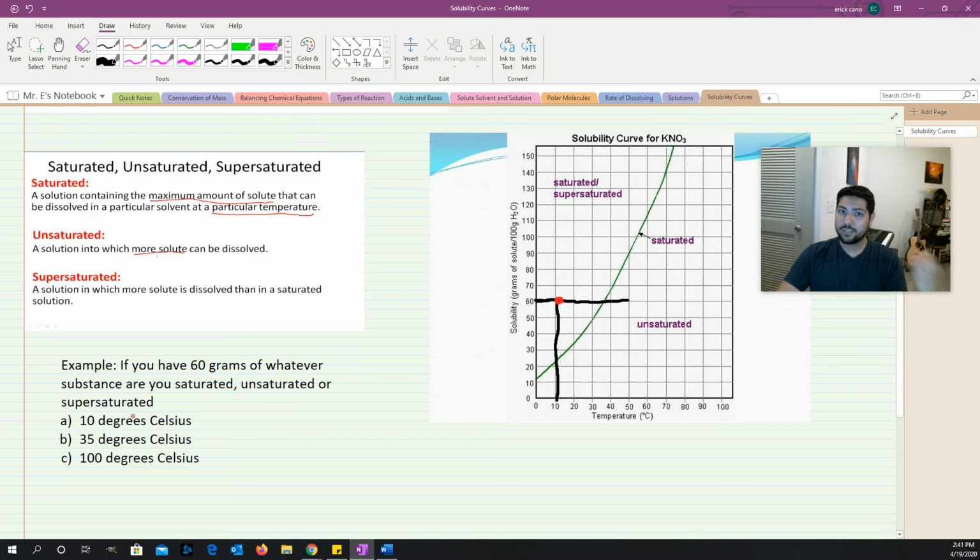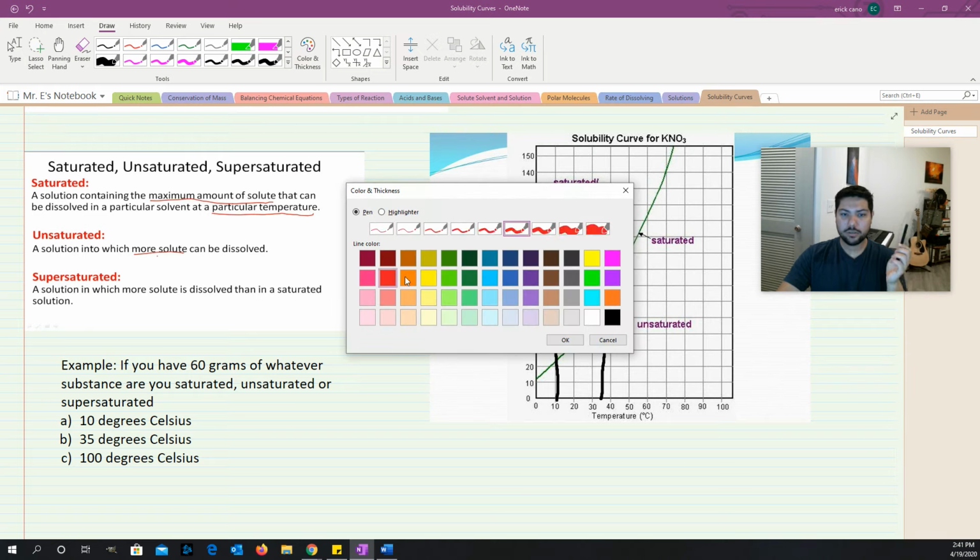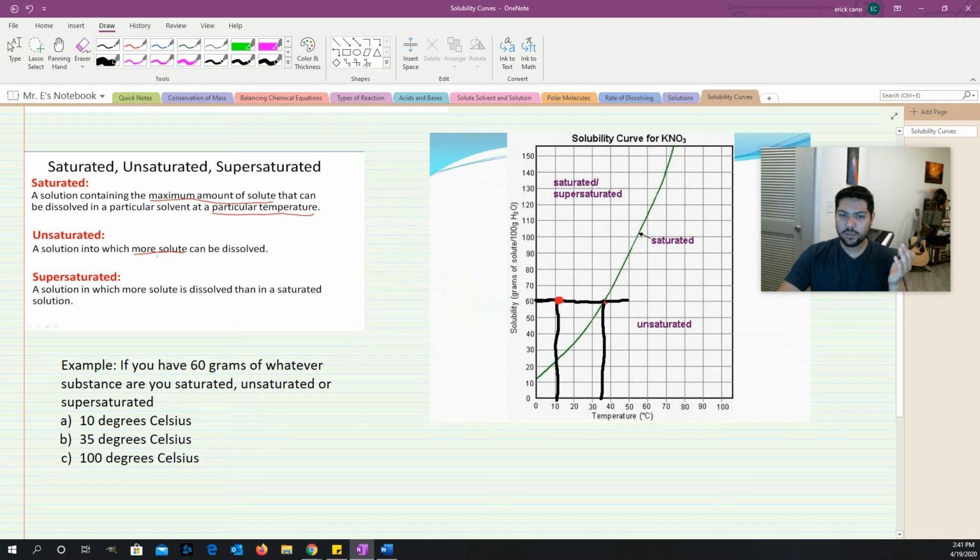Okay? Let's go to B. If you have 60 grams of whatever substance at 35 degrees, what would you be? So let's follow the black line again. At 35, well, now I'm at the green line. I'm right on the line. And we said if I'm right on the line, I'm holding the perfect amount, the maximum. We say that that is saturated.